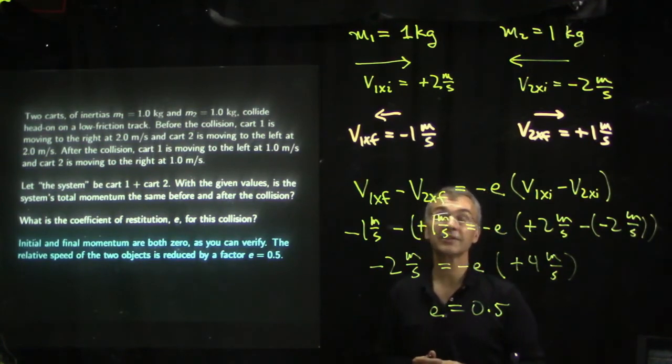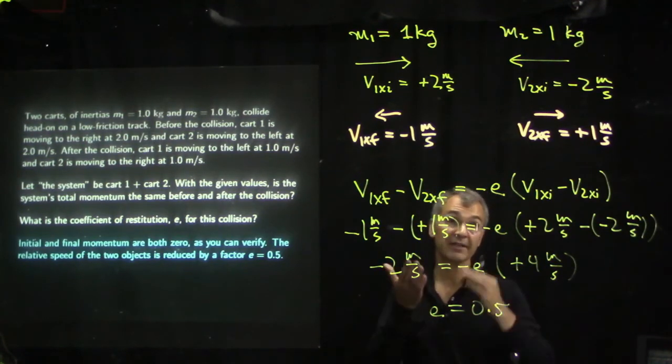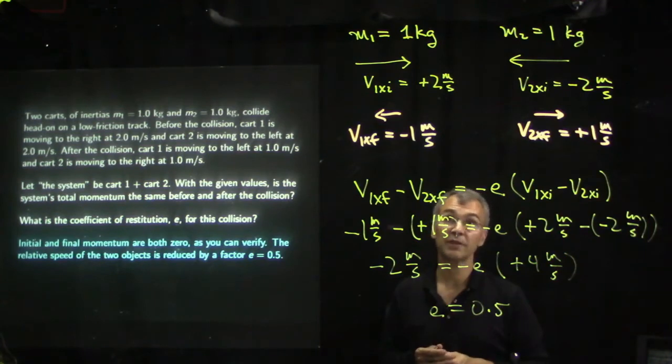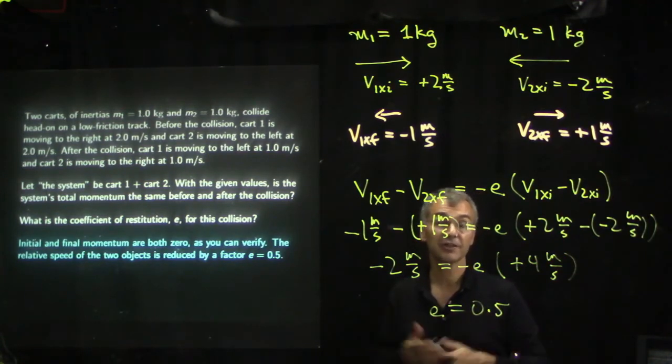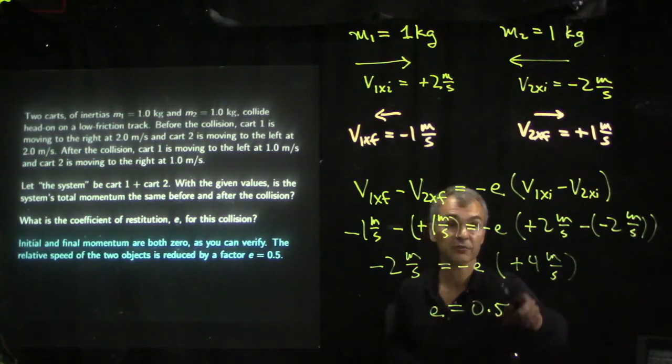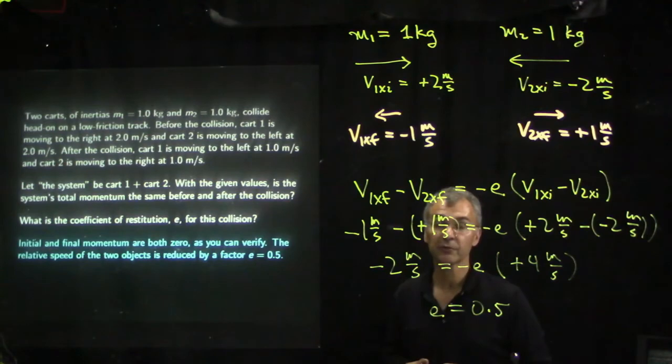And you can see the relative speed, that's the magnitude of the relative velocity. The relative speed after the collision is half of the relative speed before the collision. Before the collision, the relative speed is 4 meters per second. After the collision, the relative speed is 2 meters per second. So restitution coefficient is 1/2.